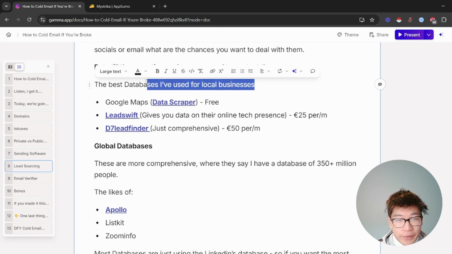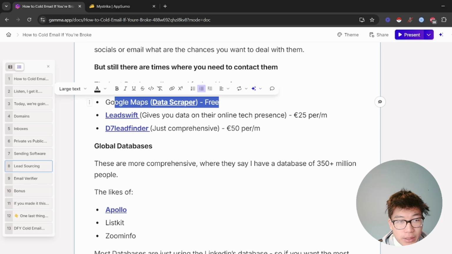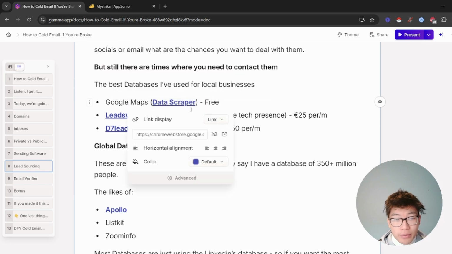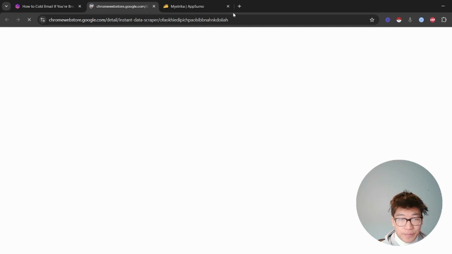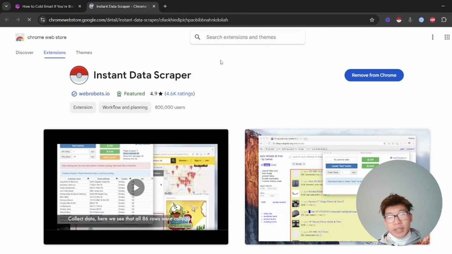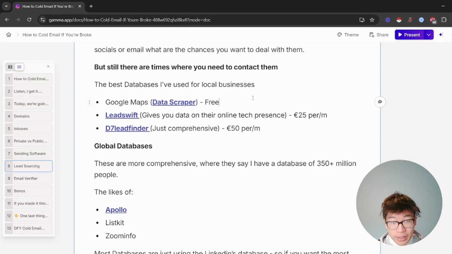The best database I've used for local businesses is Google Maps. These guys literally have everything on there. And basically, you use Data Scraper. This is a free extension, so I have it up here. It just scrapes sites completely for free for you. And you then get their websites and a few of their details, depending on what you're looking for. This is free. This is if you're completely broke, obviously.